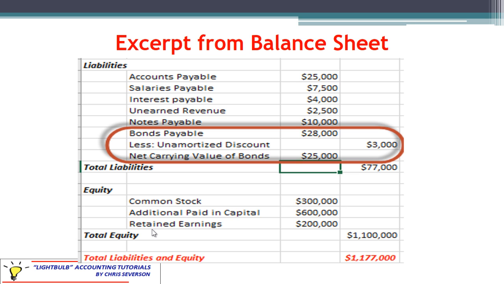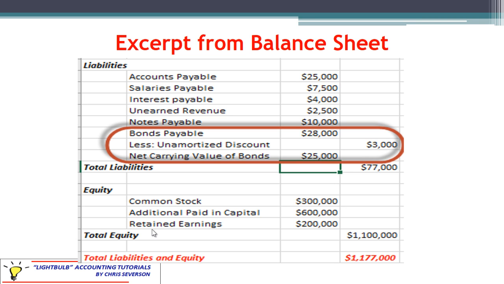This is an example of what this may look like on the balance sheet. We have the bonds payable, and I'm using a discount example here. Bonds payable less unamortized discount of $3,000 gives us a net carrying value of $25,000. That's the amount that's really going to matter, the $25,000. Now, one thing I will mention, and we'll see this more in later modules, over time, that carrying value will be either increased or decreased to get closer and closer to the bond face value. By the time of maturity, they should be the same.